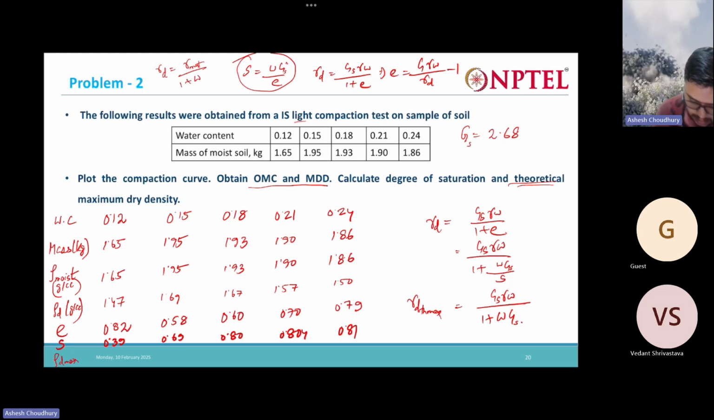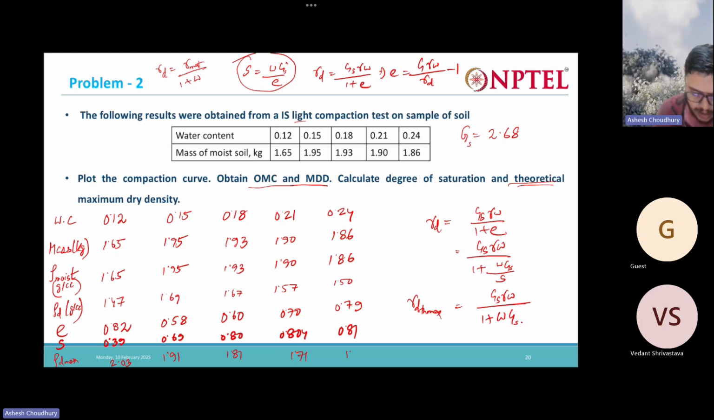This will be 2.03, 1.91, 1.81, 1.71 and 1. Calculate this. Okay, I am unable to see how much. Okay, calculate this. 1 point something it will be.